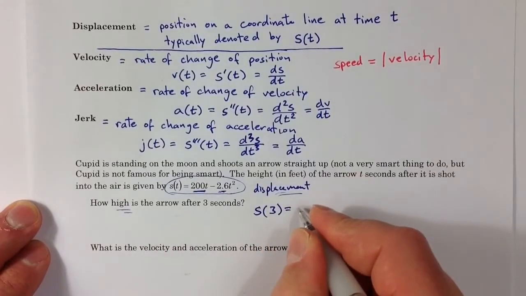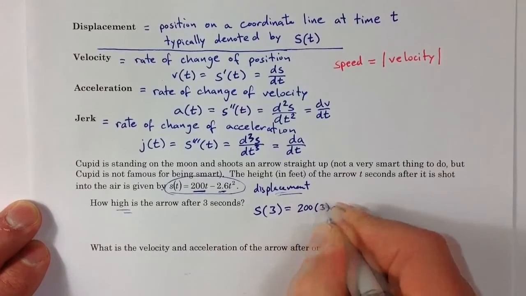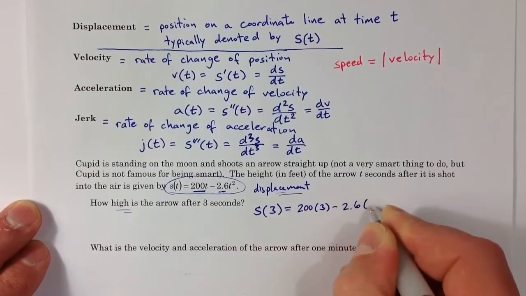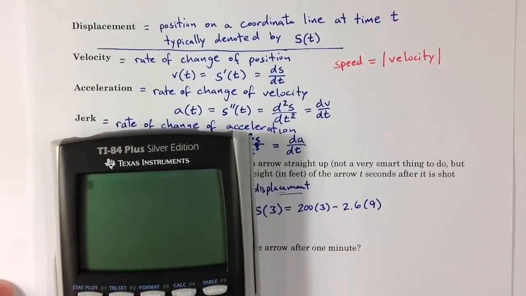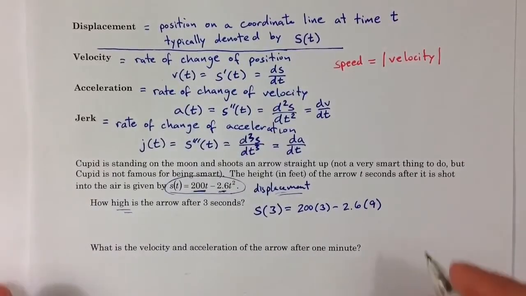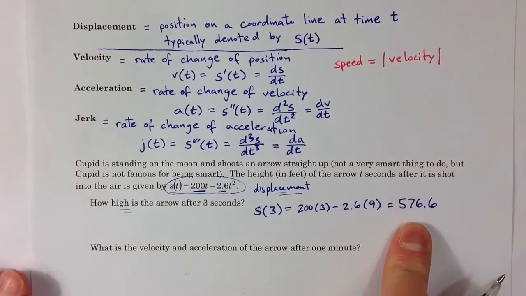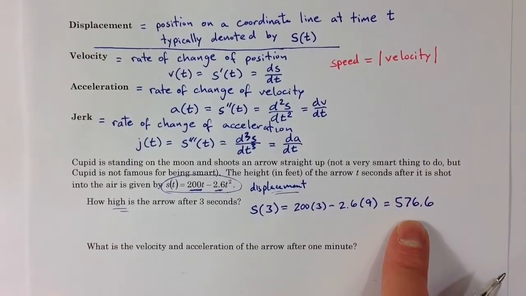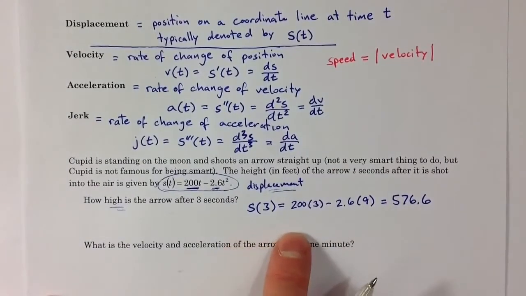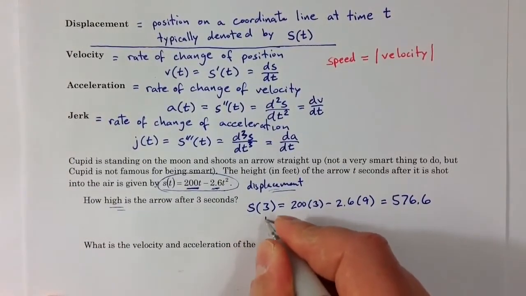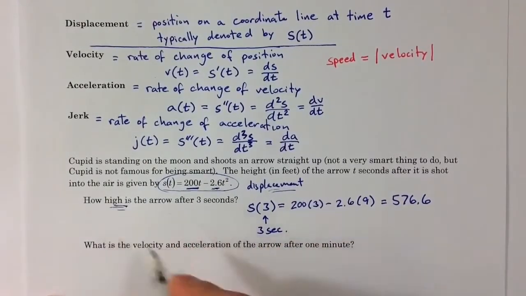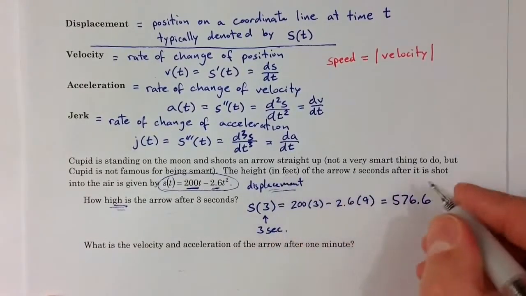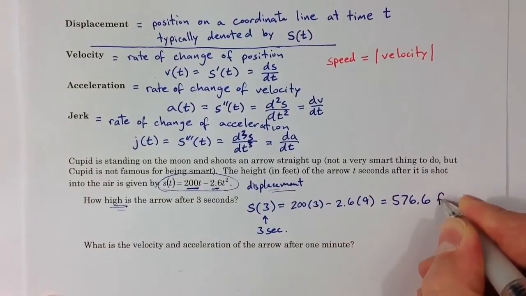So if I plug in 3, I get 200 times 3 minus 2.6 times 3 squared. And we can use a calculator to figure out what that answer should be. And we end up with 576.6. Something I want to emphasize here is the importance of units. So this is the original function. The value 3 is representing 3 seconds. What comes out of the function, the height that we're talking about, is measured in feet. And so this is 576 feet.